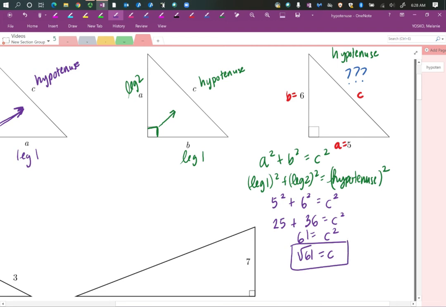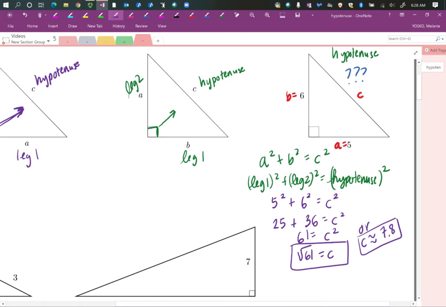Depending on your math class, you may want a decimal approximation for that. So maybe they ask you to round to 1 or 2 decimal places. Let me do that. C is approximately, let's just do 1 decimal place, 7.8. Again, depending on your math class and if they want a decimal or leave it as a root.